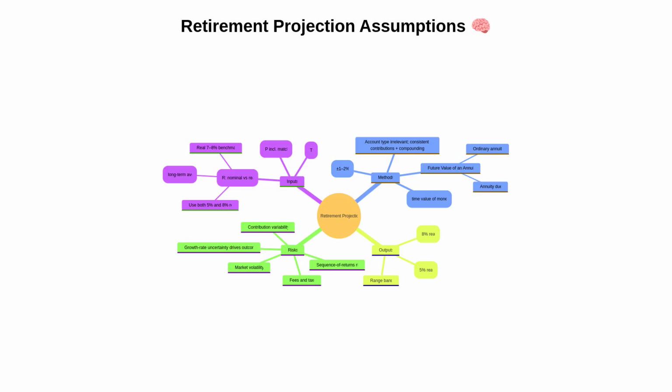This mind map organizes the framework into inputs, methods, outputs, and risks. Inputs include time, payment including employer match, and the rate, distinguishing nominal from real. Methods include the ordinary annuity formula, the annuity due adjustment, and sensitivity testing. Outputs focus on conservative and optimistic future values to create a range. Risks remind us of market volatility, fees, taxes, changing contributions, and sequence of returns risk.